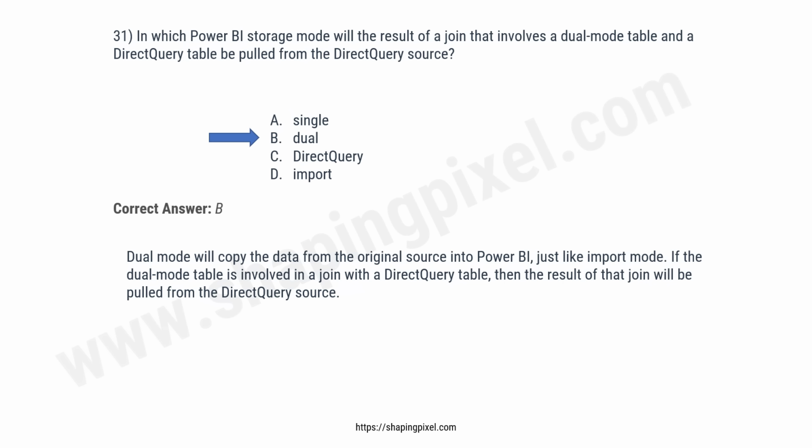Dual mode will copy the data from the original source into Power BI, just like import mode. If the dual mode table is involved in a join with the direct query table, then the result of that join will be pulled from the direct query source.